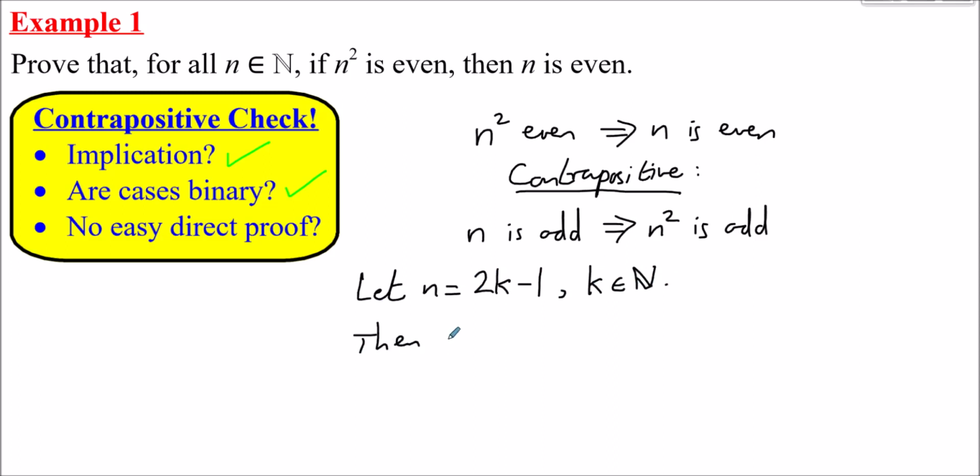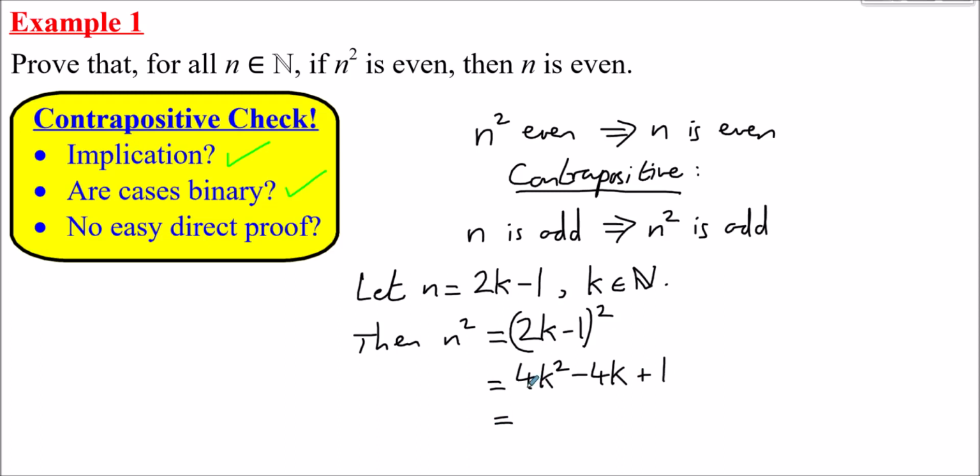So in that case, n squared will be (2k minus 1) all squared. Now let's square this out as we would do any brackets, even at GCSE. So 2k all squared gives us 4k squared. We take the product of what's inside the brackets and double them. So 2k multiplied by minus 1 is minus 2k. Double that gives us minus 4k. And finally, minus 1 multiplied by minus 1 gives us plus 1.